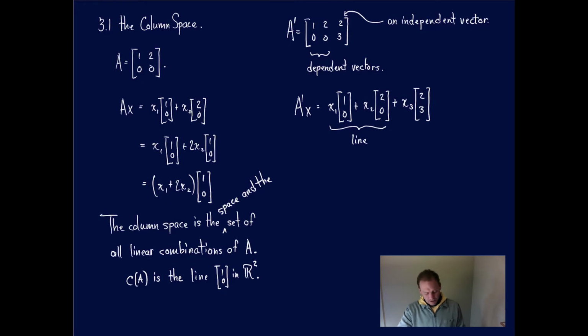We have a plane. And so now we can say that the column space of A is a plane in R2 because there are two components. Well, a plane in R2, i.e., the column space of A is R2.